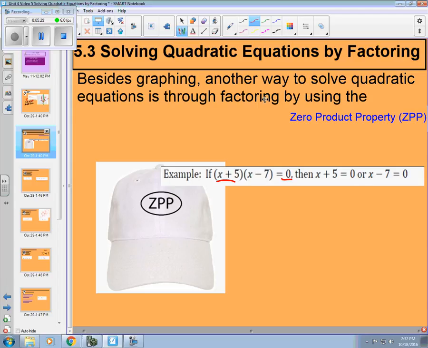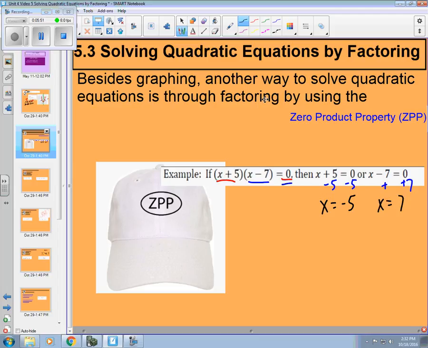This has to equal 0, or the second thing has to equal 0. And then those are just equations you can solve. Minus 5 from both sides, and you get the answer of x equals negative 5. On the next one, you would plus 7, and you get an answer of x equals 7. Those would be the solutions.